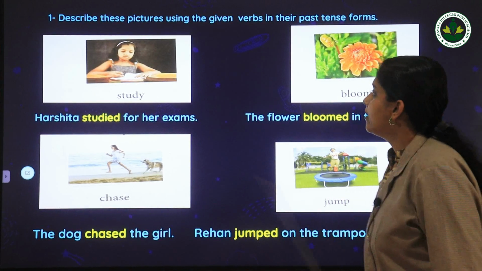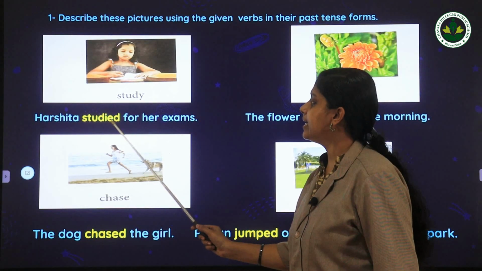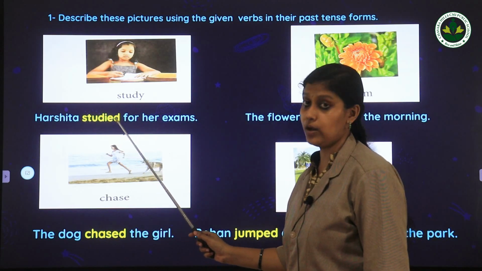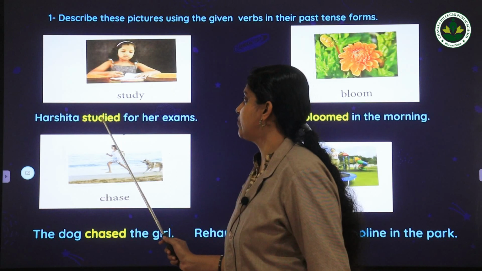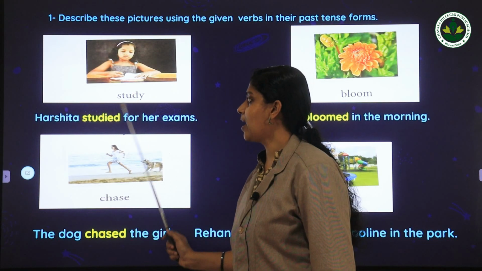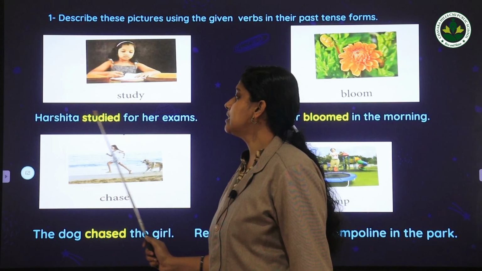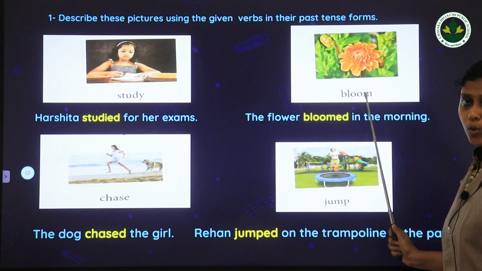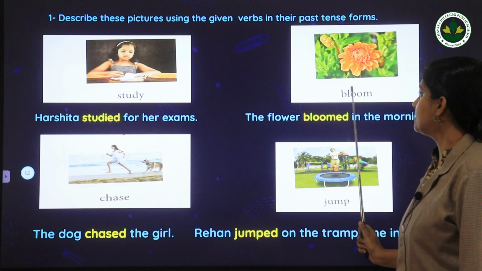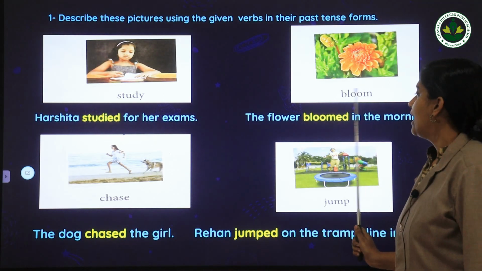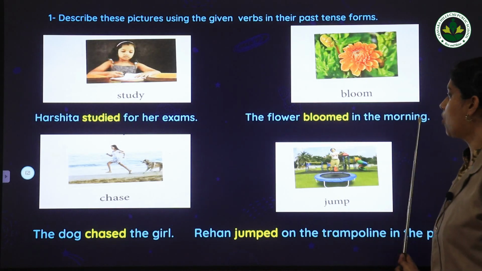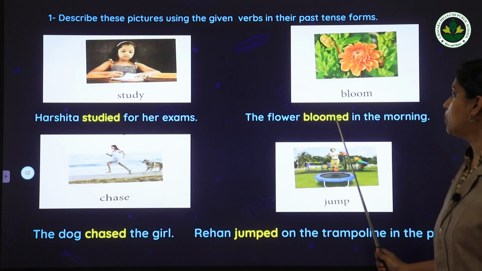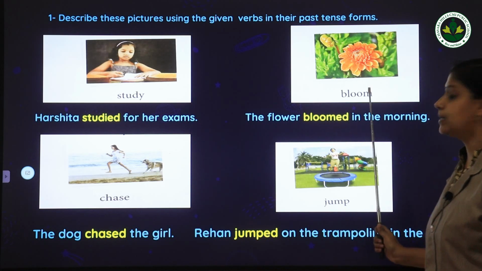I'll help you. First one, Harshida studied for her exam. Here you can see a word in yellow. This is the past form of the verb study. Studied is the past form of the verb study. Look at the next picture. Here the verb is bloom, and you are asked to write a sentence using the past form of this verb. The flower bloomed in the morning. Here bloomed is the past form of the verb bloom.